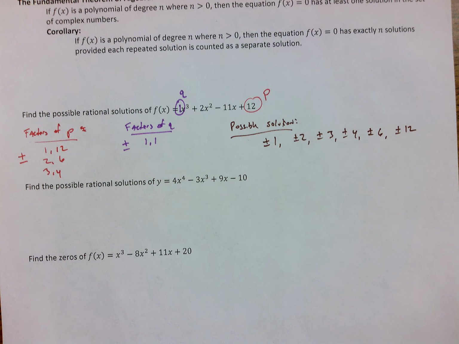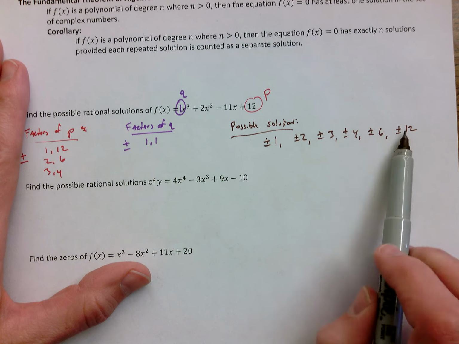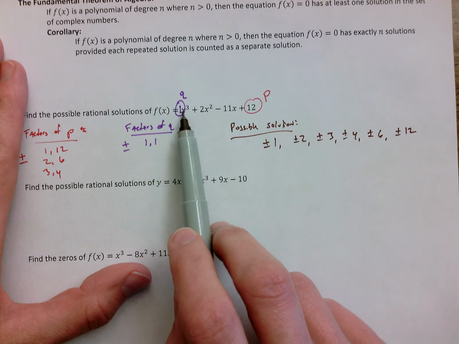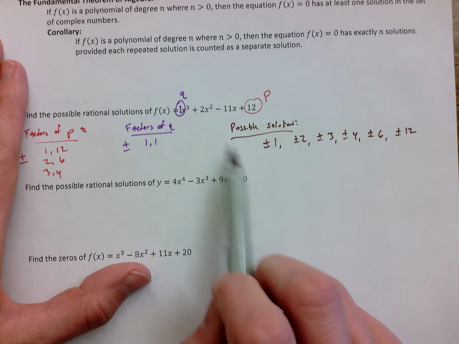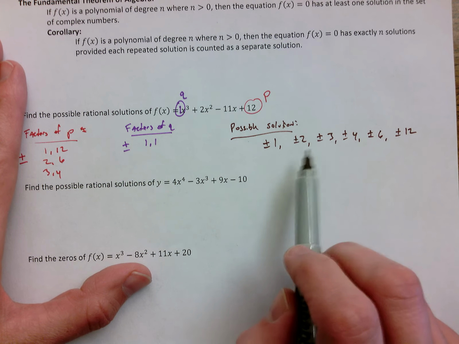Okay, great. Well, what does that mean? Because you're like, but Miss King, that's 1, 2, 3, 4, 5, 6, and then doubled. So that's 12 different solutions. And you said that there's only going to be 3 because it's a degree 3. You're right. Not all of these are solutions. We're not saying that these are all the solutions.